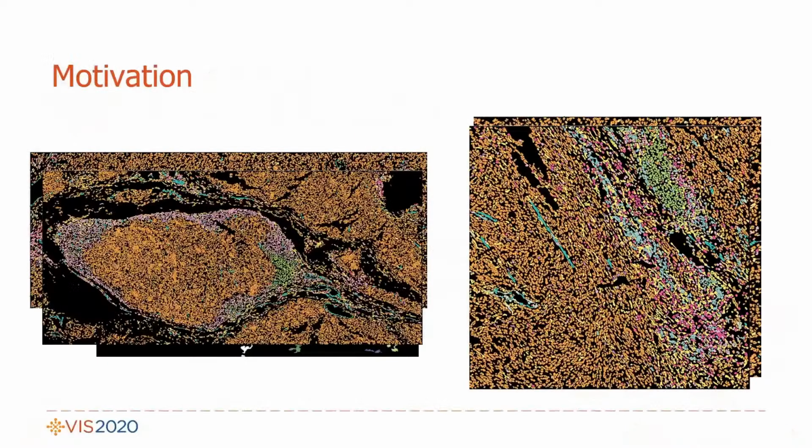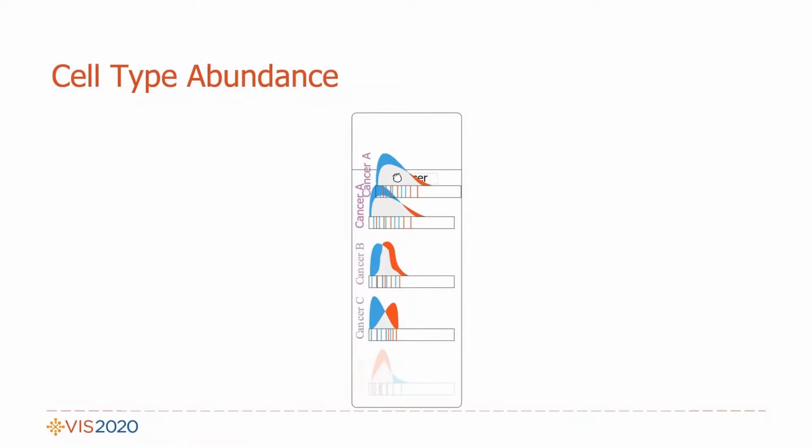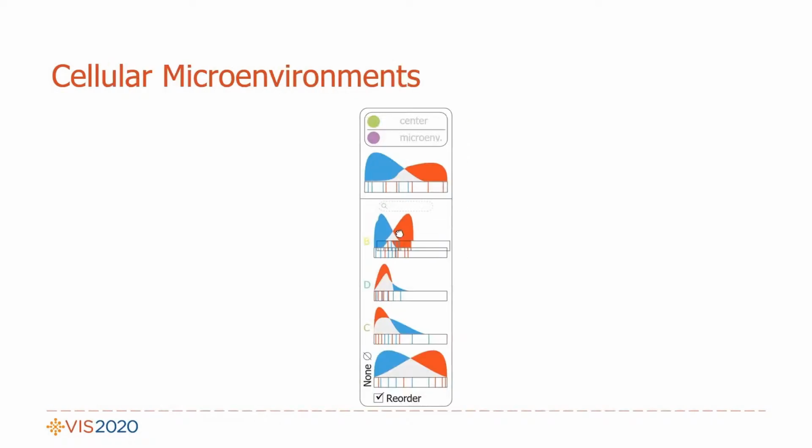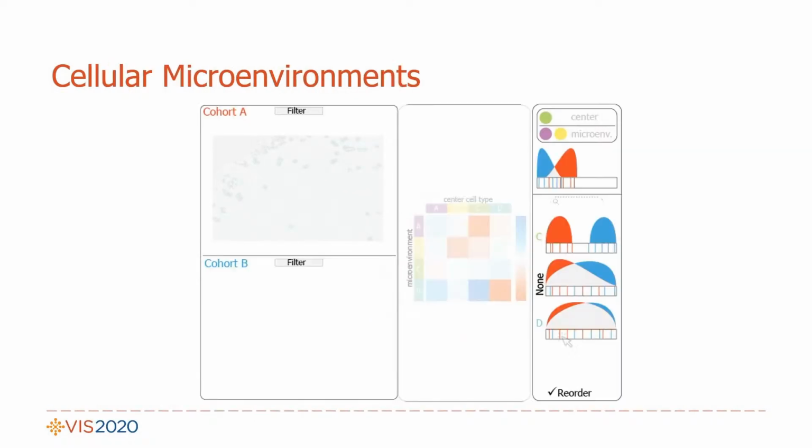In our current work, we visually compare two cohorts of segmented and classified tissue images, originated from single-cell omics data. To that end, we developed a data-driven and interactive workflow, implemented in a multi-linked view.